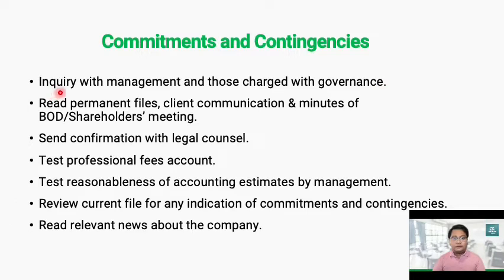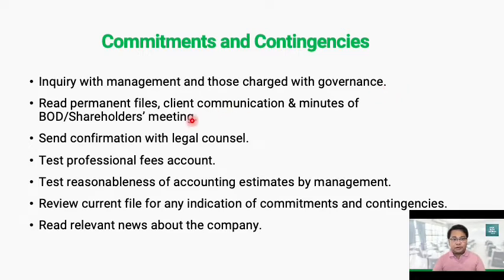So number one, we may inquire with management and those charged with governance about transactions or events that could give rise to commitments and contingencies that are required to be disclosed in the financial statements of the client. For example, if they guaranteed another company, or if there are litigations or cases that could give rise to contingent liabilities, so we ask them from the management and those charged with governance.